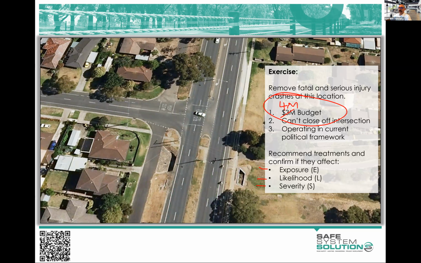We've got to think about other time periods as well. That will reduce the severity of any incident that occurs. It will also reduce the likelihood as well. So getting speeds down gives more opportunity to avoid crashes and also reduces the severity of any that do occur.